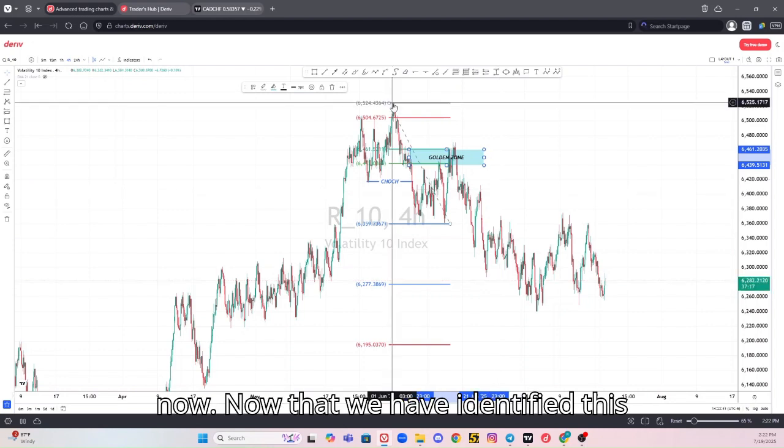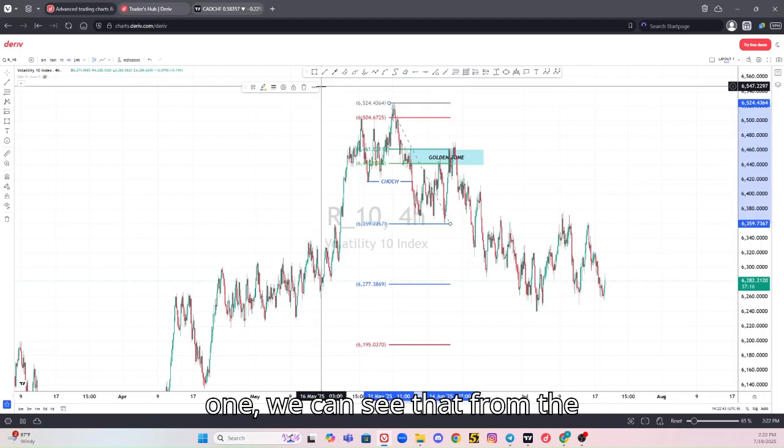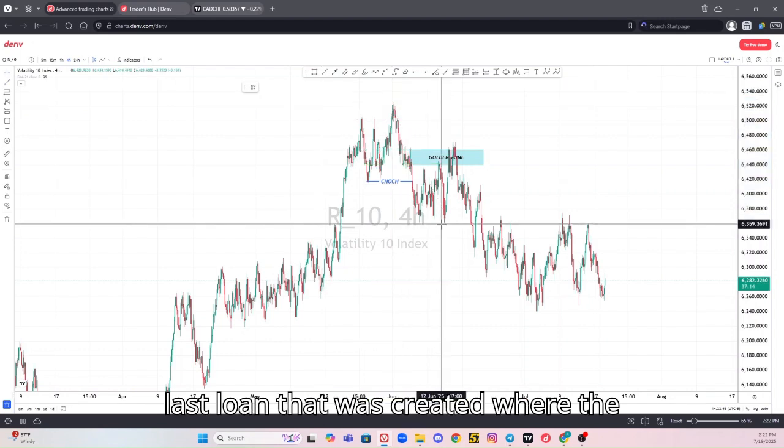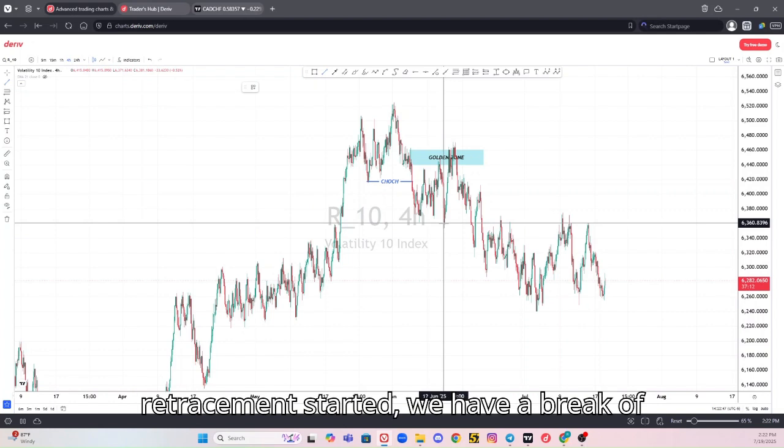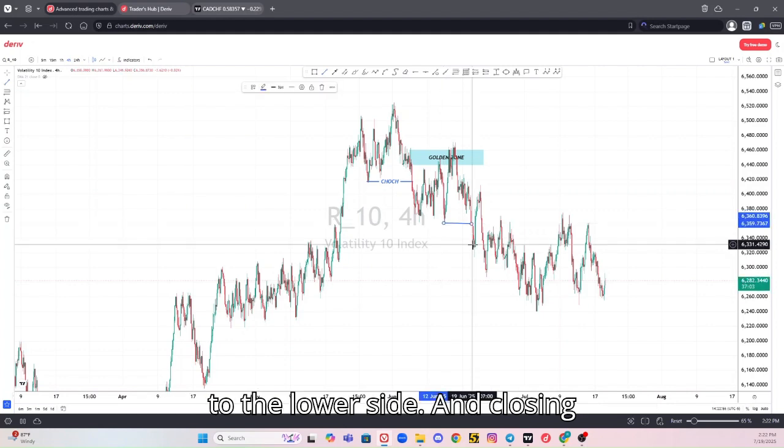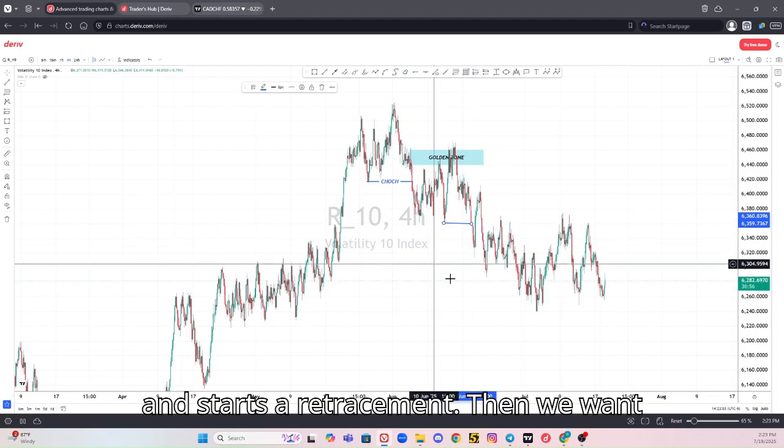Now that we've identified this one, we can see that from the last low that was created where the retracement started, we have a break of structure. From price hitting our golden zone, it pushed further down, breaking structure to the lower side and closing below. Now that price has closed below and starts a retracement, we want to see if price is going to pull back to our golden zone again.